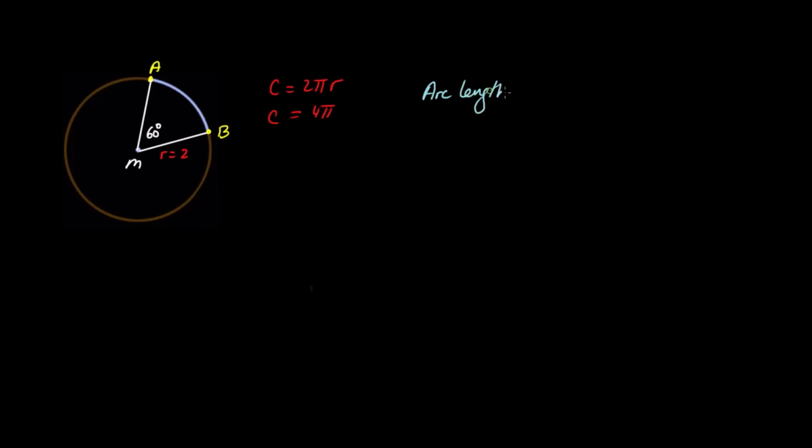So the arc length over here is going to be some fraction of the entire circle, and therefore some fraction of the circumference of a circle. So what fraction is that going to be? Well, whatever angle it cuts out, right? Whatever the central angle is. So whatever the angle of the arc is, in this case 60 degrees out of 360 degrees, that fraction is going to be the arc length, correct?